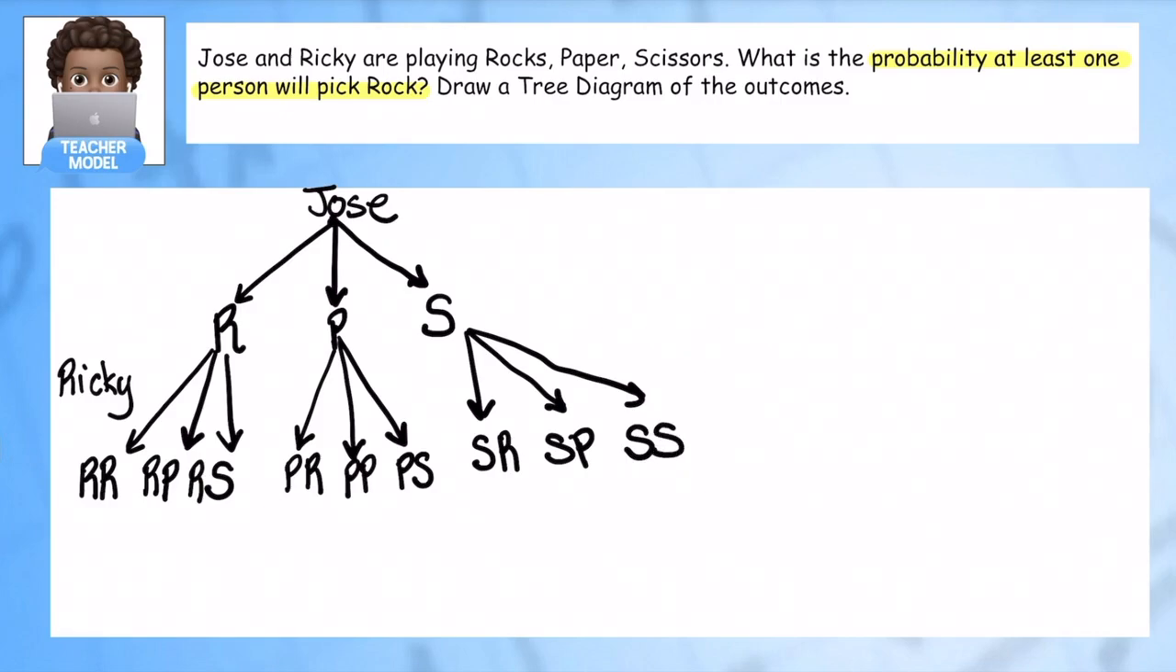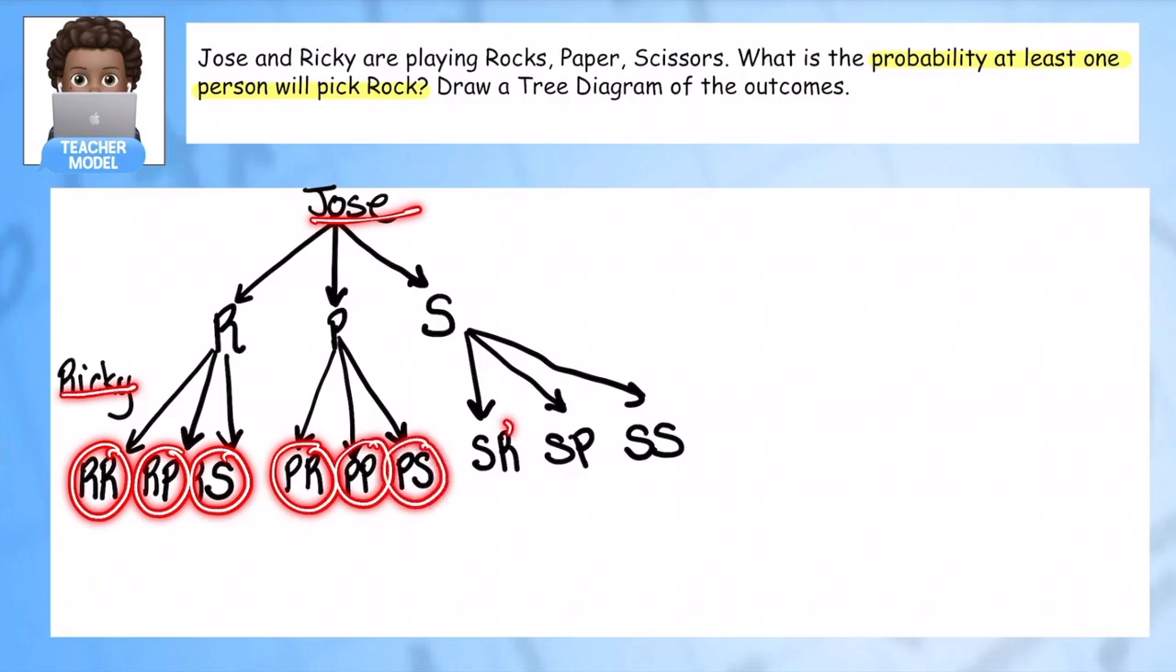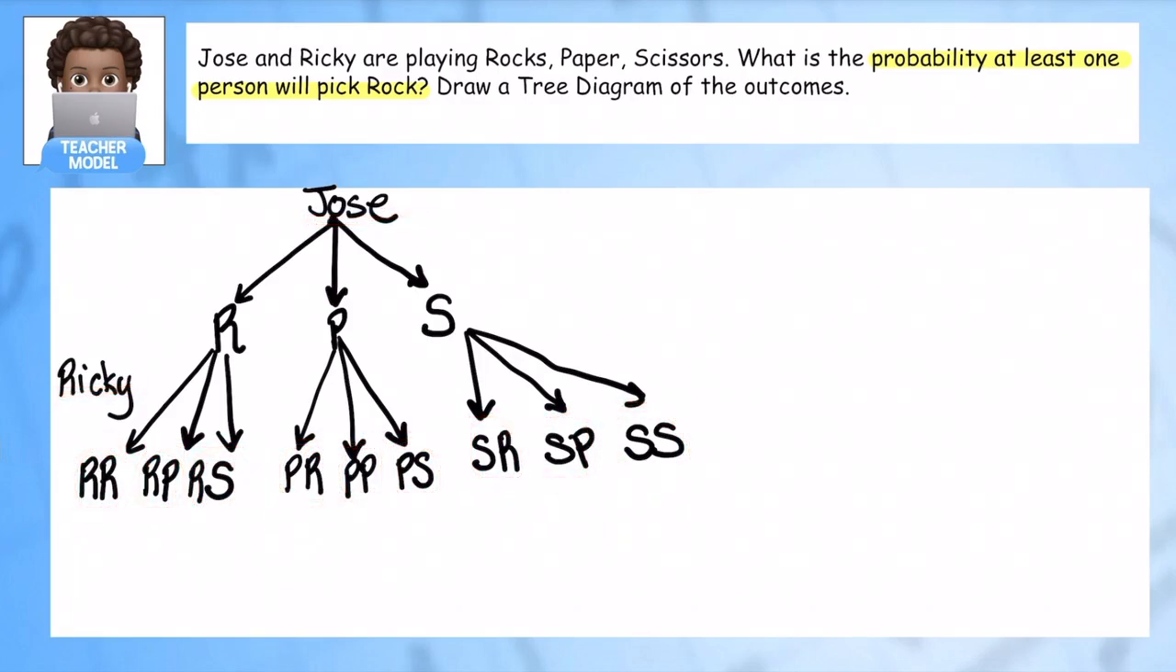Okay, so my diagram tells me what the first thing that happens is, which is Jose throws rock and then Ricky throws something. So for those 2 events, for Jose and Ricky, there are 1, 2, 3, 4, 5, 6, 7, 8, 9 things that can happen. There are 9 outcomes. And my outcomes are a combination of what Jose does and what Ricky does.